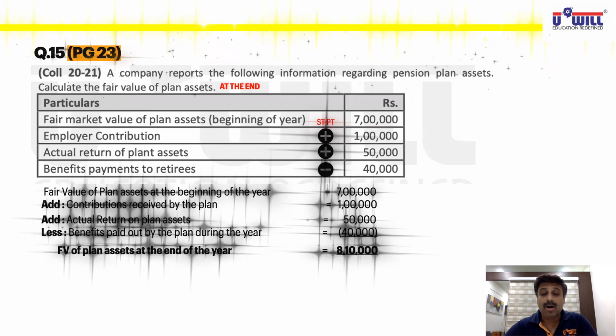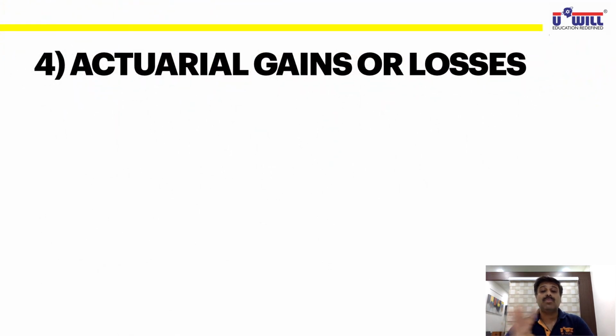Okay. Now we understand the 4th point of defined benefit plan, that is actuarial gain or losses. See, we have understood current service cost, we have understood interest cost, we have understood actual return and expected return on plan assets. Now 4th point, actuarial gains or losses. What did I tell you? Expected return is what we credit to P&L account, and actual return and expected return's difference is called actuarial gain or loss.